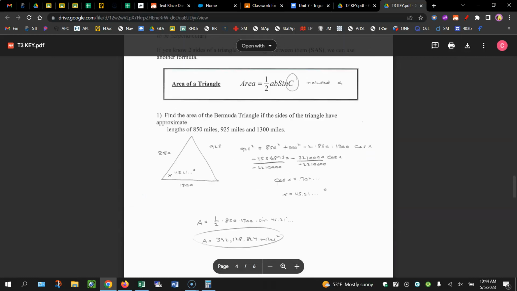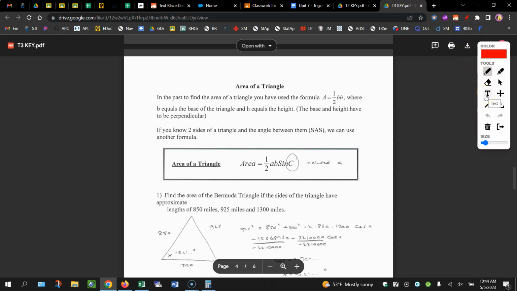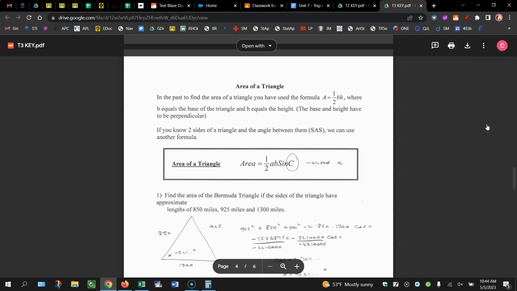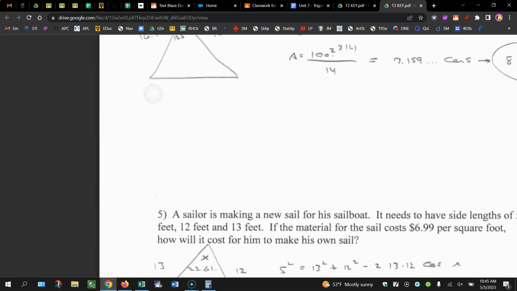Area, in order to use area, you have to have side angle side. So if you have side angle side, you can use the area. So similar to law of cosines, it's going to be the two sides and the included angle to find the area. So sometimes they might give you the area and some information. So if I show you an example of that, let me just find some blank space here.